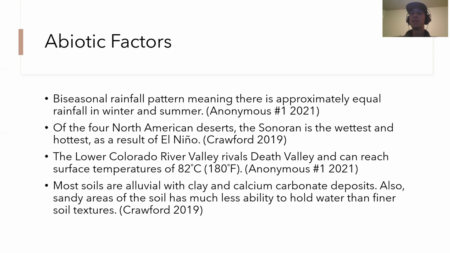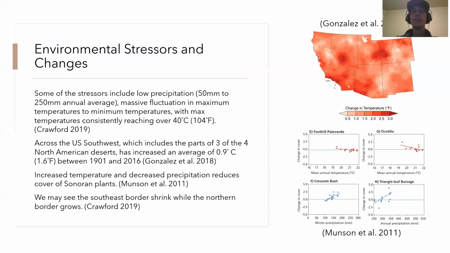And then most soils in the region are alluvial with clay and calcium carbonate deposits. And the sandy areas of the soil have much less ability to hold water than the finer soil textures. And then I'll get a little bit more specific with these abiotic factors when we get into the environmental stressors. So some of these stressors include low precipitation, which makes sense in the desert, even though we call it the wettest in North America.